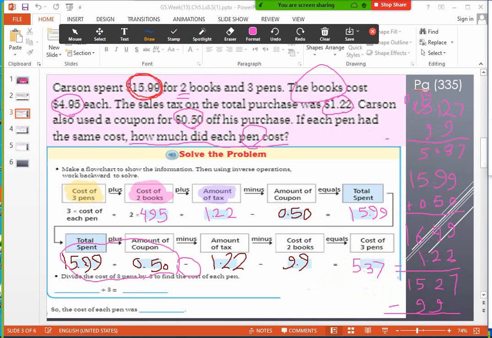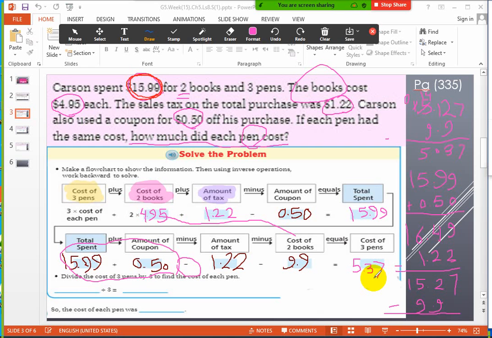Okay, because we multiplied 4.95 by 2, the answer will be 9.9. This is the answer for the multiplication here. Okay, so this is the amount or the cost of 3 pens.